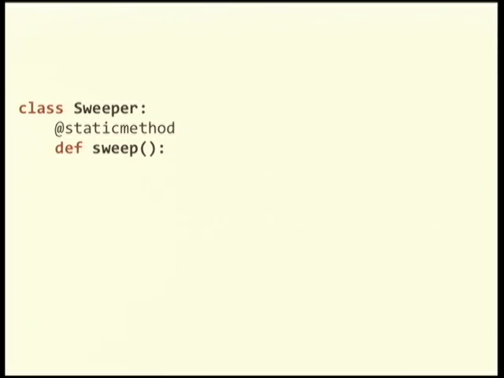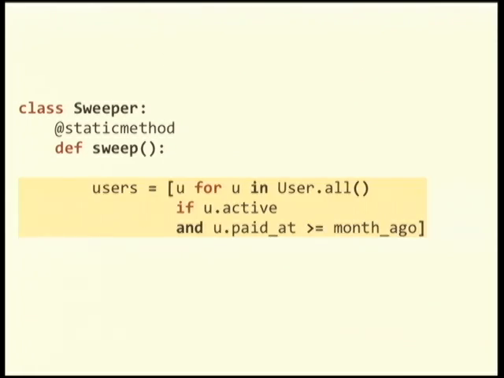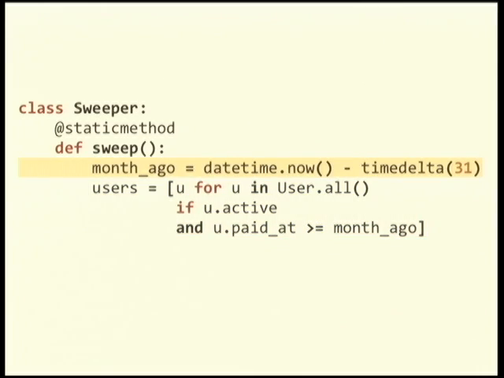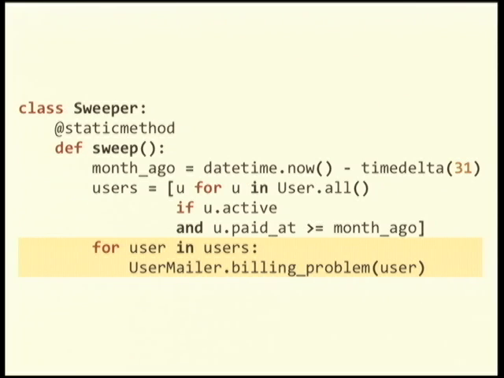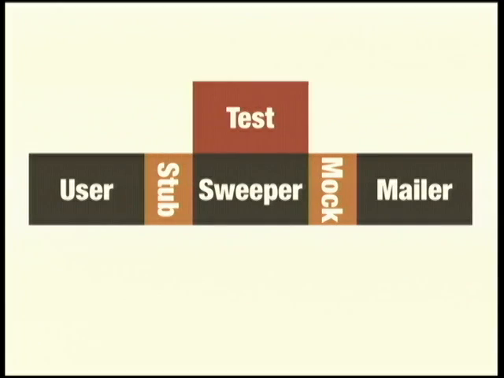The production code is pretty straightforward for this. We have a sweeper class, we have a sweep method on it, and I just like using classes as containers for methods. You could make this a global function, it would be fine. We're going to pull all the users out of the database and select only the ones who are active users and have paid more than 1 month ago. Once again, we're going to use the bad definition of a month ago for simplicity. And once we have all those late users, we can iterate over them and send them each an email saying something's wrong. So this is the production code that passes that test.